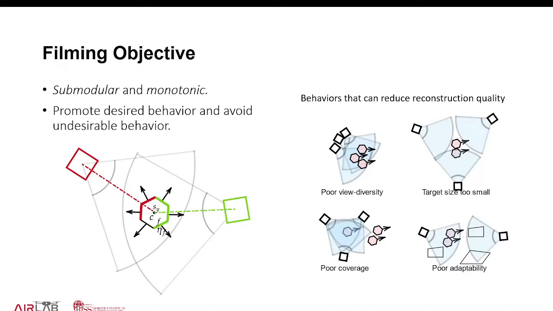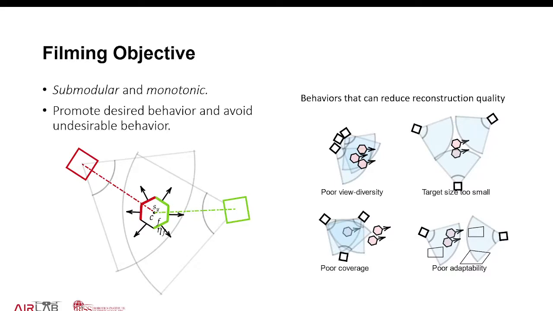So for our filming objective, we desire a couple of things out of it. We'd like it to be submodular and monotonic, and these are actually the two properties, along with some others for how your constraints work, that determine if you can get a bound on your suboptimality using the sequential greedy algorithms. Submodular just means that you have diminishing returns, and monotonic means that it's always increasing. We would like our filming objective to have these properties, so that we can get a bound on our suboptimality. We'd also like to promote desired behavior and avoid undesirable behavior.